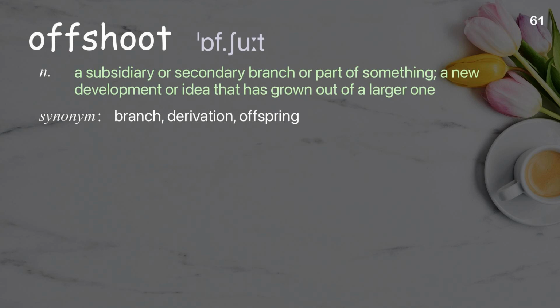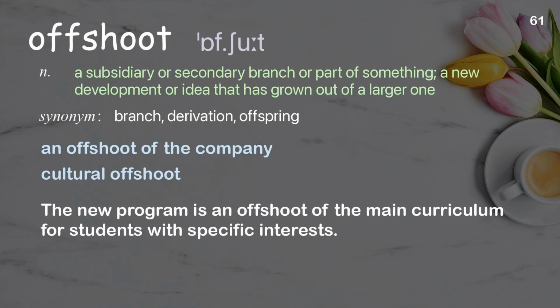Offshoot. A subsidiary or secondary branch or part of something, a new development or idea that has grown out of a larger one. Examples: An offshoot of the company. Cultural offshoot. The new program is an offshoot of the main curriculum for students with specific interests.